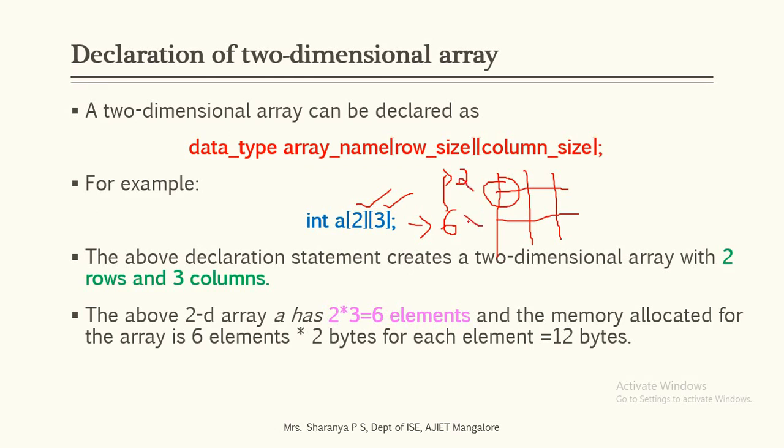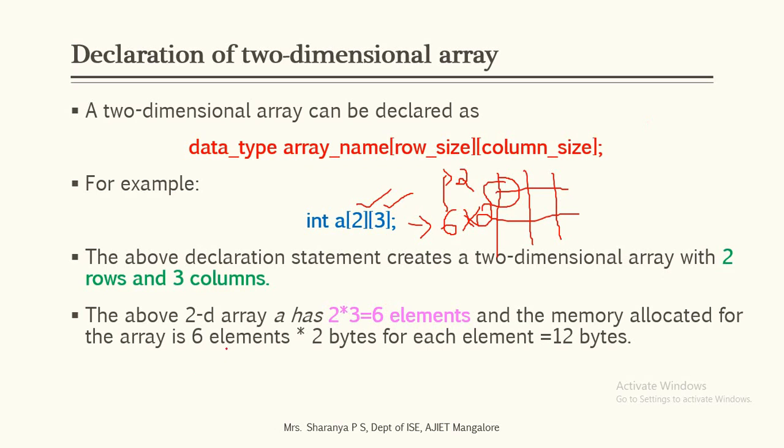So, 2 into 6, that is total 12 bytes is the total memory usage by this entire array, because it will contain total 6 elements. For storing each element, we require 2 bytes. As a whole, it will be 6 into 2. Here, 3 major questions we have covered: how to declare the array, how to calculate the number of elements present in the array, and what is the size of the array.